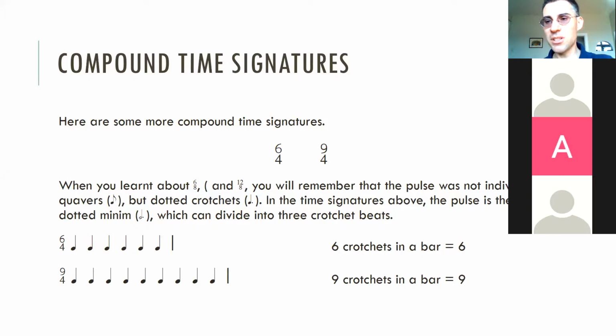Okay, do you remember what a dotted minim looks like? It's the open note with a stem on it and a dot next to it. Okay, so the pulse 1, 2, 3, 4, 5, 6. The clicks that I'm giving are dotted minims. The individual beats 1, 2, 3, 4, 5, 6 are crotchets. Okay, so it works in exactly the same way as 6/8, 9/8, and 12/8. It's just a proportion of them. So a bar of 6/4 would equal 6, and a bar of 9/4 would be equal to 9.